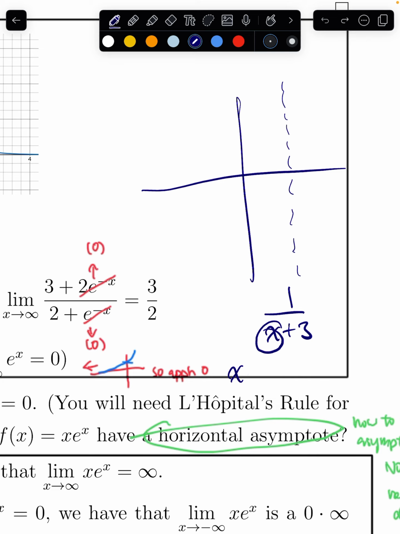But in that same function, you'll have a horizontal asymptote at y equals 0 because you can't have an output of 0 when your numerator is 1, right? It doesn't matter what you're dividing by. If 1 is on top, 1 divided by something will never be 0.